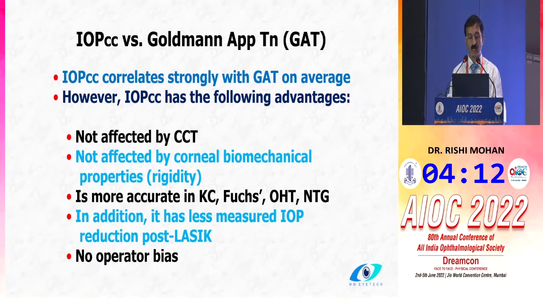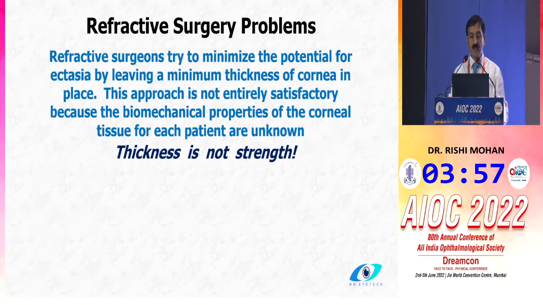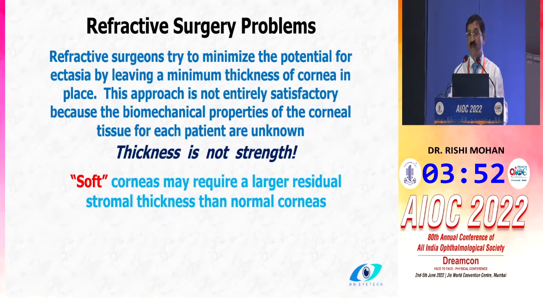affected by CCT and will not be affected by corneal biomechanical properties, and therefore is far more accurate in keratoconus, in Fuchs, in ocular hypertension, in normal tension glaucoma, and it has much less influence by doing a post-refractive procedure, and there is of course no operator bias. So thickness, as I said, is not strength, and that is the problem with refractive surgery.